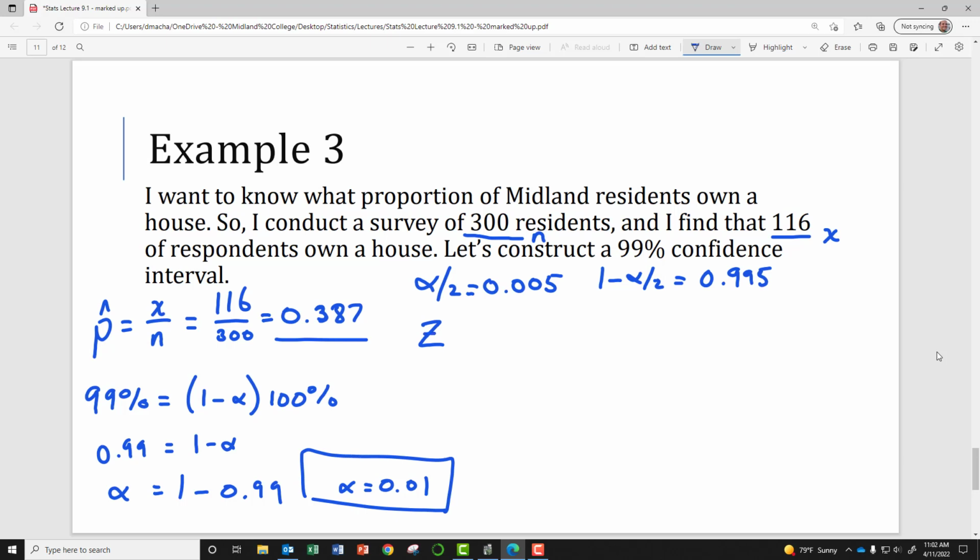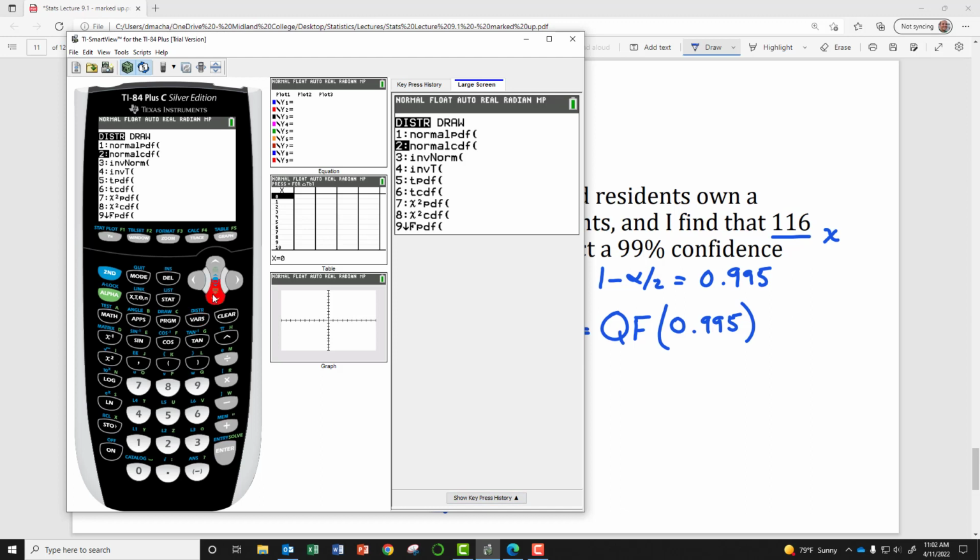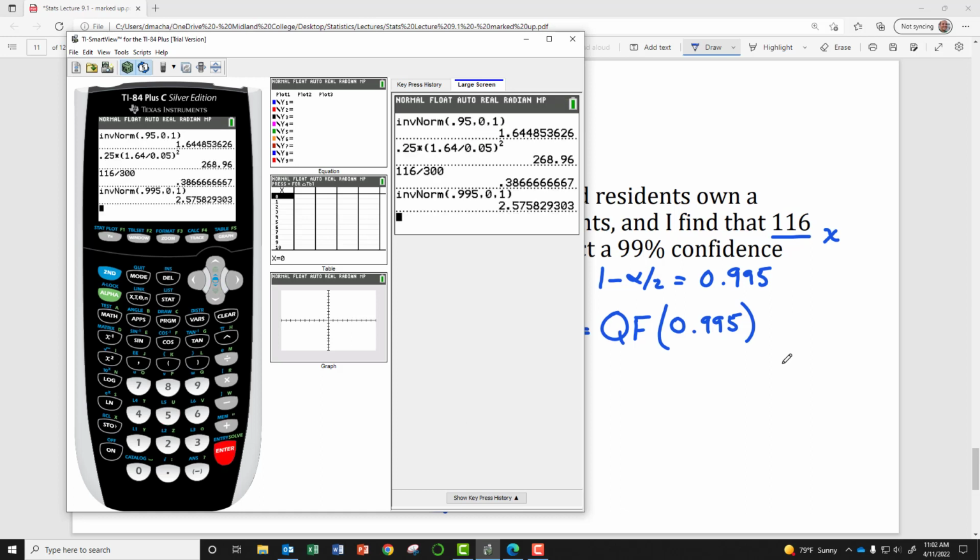If I want to figure out what my z subscript alpha over 2 is, that's going to be z subscript 0.005. I have to evaluate my quantile function of the standard normal distribution at the value 0.995. So let's try this. Second VARS 3 for my quantile function. I'd have in 0.995. Finally paste, and that value is 2.58.